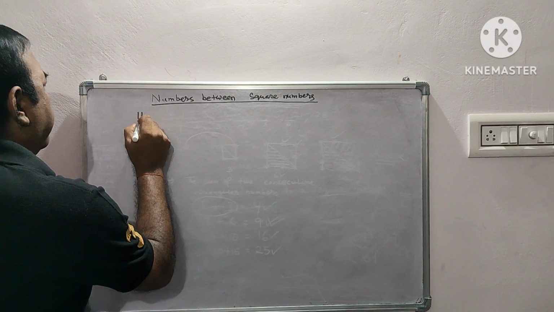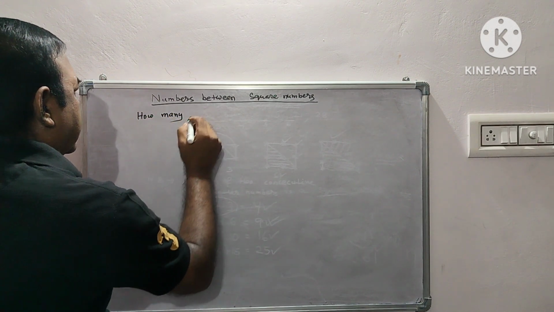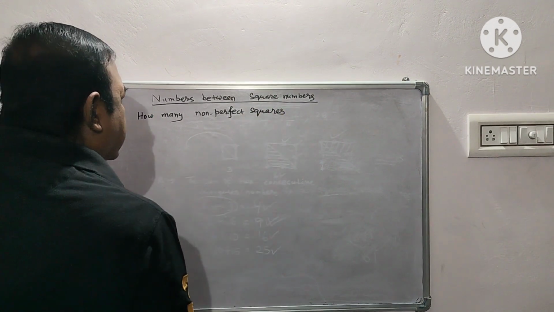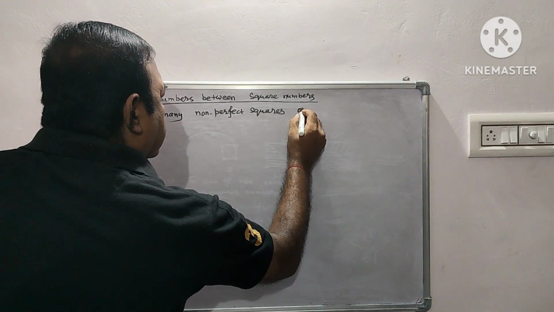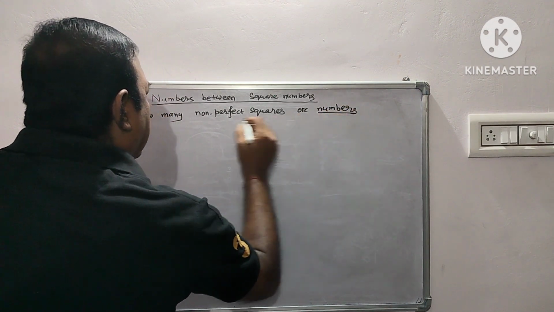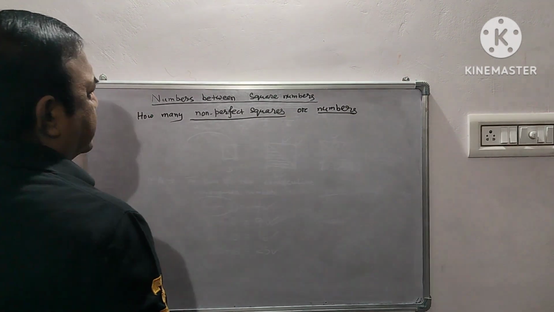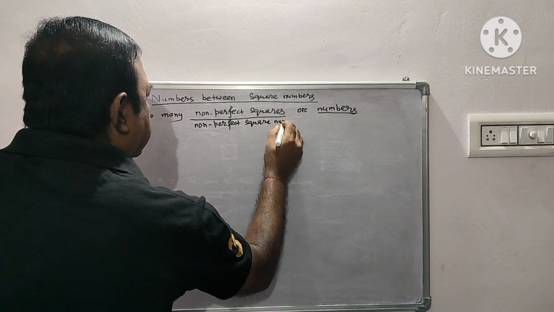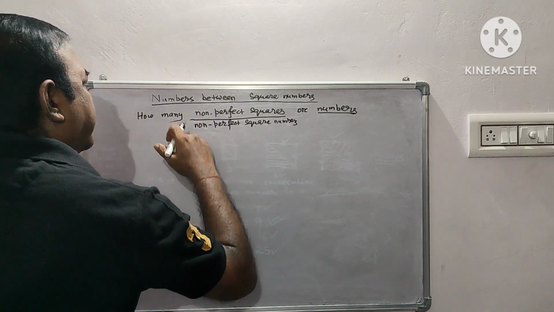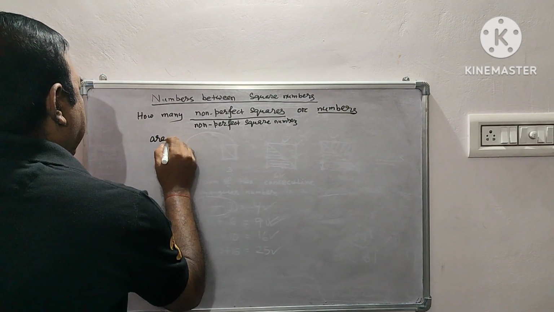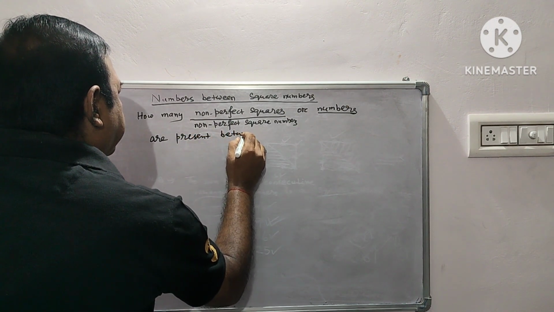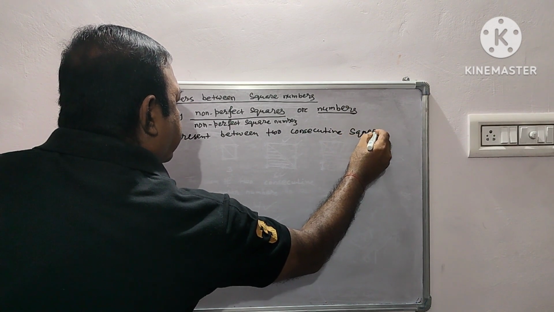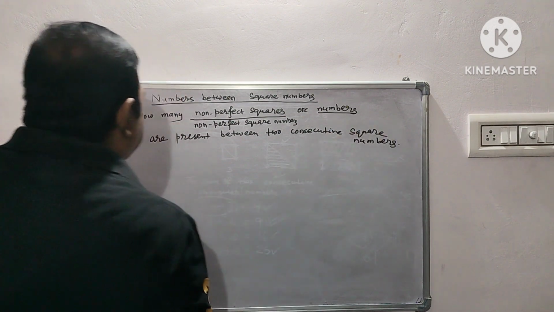So you see, how many non-perfect squares, or non-perfect square numbers, or simply numbers, are present between two consecutive square numbers? So we have to know this.